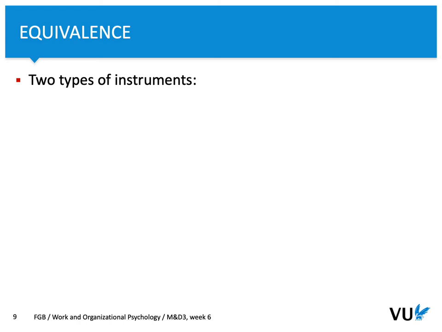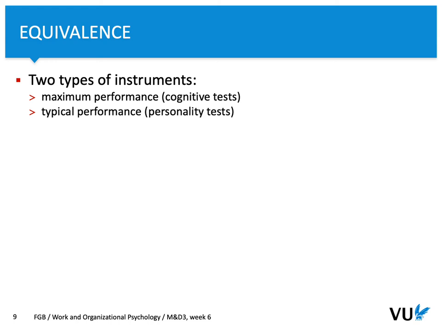When we apply tests in different populations, we need to remember that we may distinguish between two types of instruments. First type is when maximum performance matters, so when we use cognitive tests. And second type of instrument is related to typical performance. So that's personality test. If there's no equivalence between subpopulations, that may affect both types of tests, specifically maximal performance test and typical performance test.